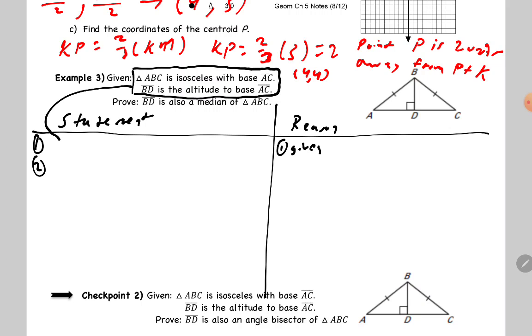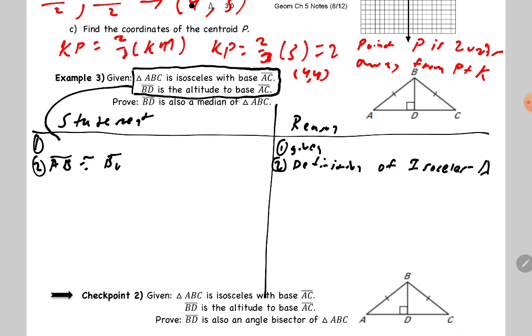Okay, so what does it mean for a triangle to be isosceles? Triangle ABC is isosceles with base AC. That means AB is congruent to BC, by the definition of isosceles triangle. If a triangle is isosceles, then two of the sides are the same, and they tell you that the base is AC.